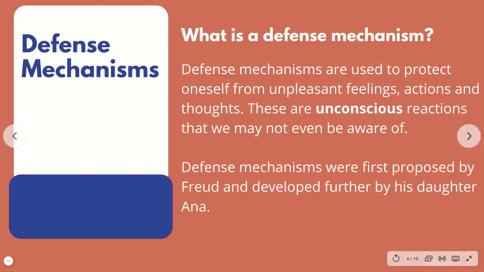What is a defense mechanism? A defense mechanism is something that we use to protect ourselves from unpleasant feelings, actions, and thoughts. Key thing here, that's why it's in bold, these are unconscious reactions that we might not even be aware of. And why do we use defense mechanisms? It's a way to protect ourselves and our ego from pain, hurt, painful memories, and it's really to protect ourselves from harm and vulnerability. Defense mechanisms were first proposed by Freud and then later developed by his daughter, Anna.